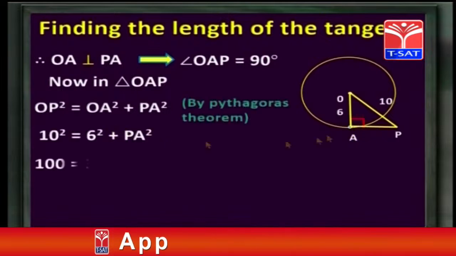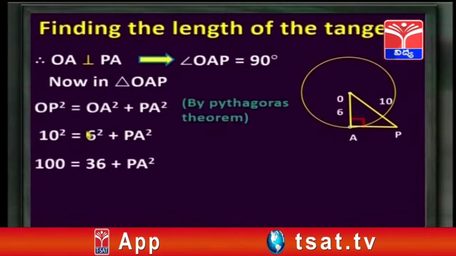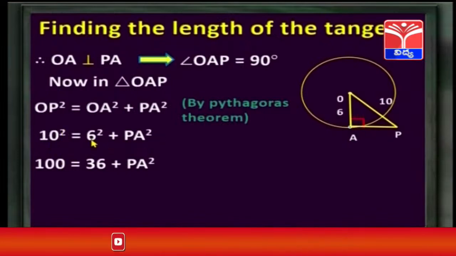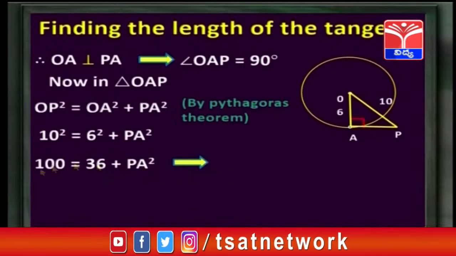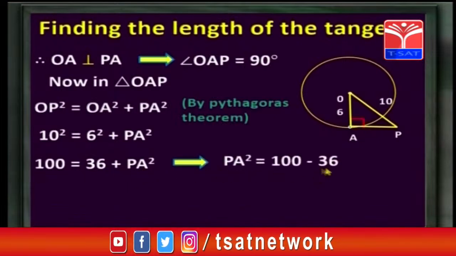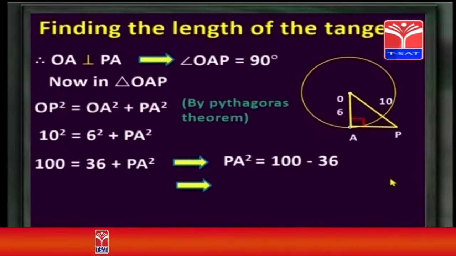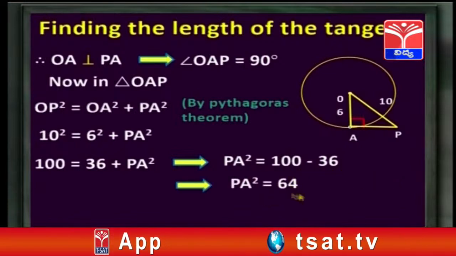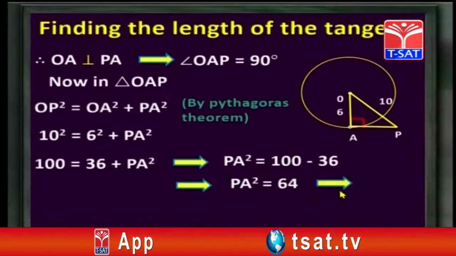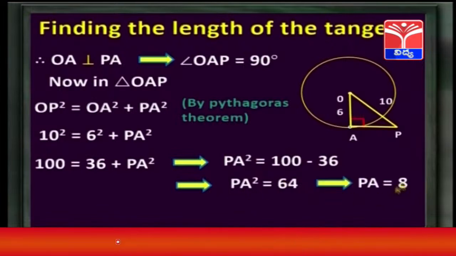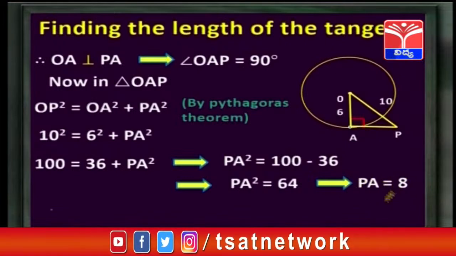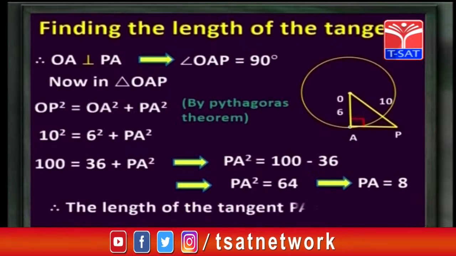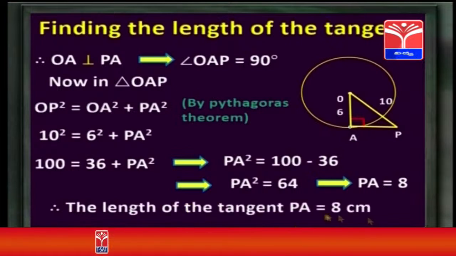Let us substitute here. OP is 10 square and OA is 6 square plus PA square. So 10 square is 100, 6 square is 36, plus PA square. Let us send 36 to the left hand side. So PA square is equal to 100 minus 36, which is 64. So PA square is equal to 64, which is nothing but PA is equal to how much? It will be 8. So 8 is the required length of the tangent. So we can say the length of the tangent PA is equal to 8 centimeters.